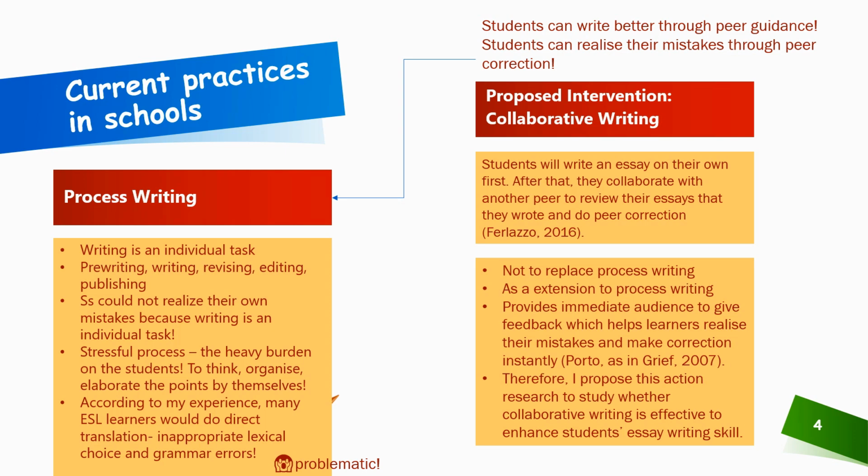So what I propose in this action research is to use collaborative writing. You may ask me, what is collaborative writing? Collaborative writing refers to when students write an essay on their own first. After that, they collaborate with another peer to review the essays that they wrote and do peer correction.